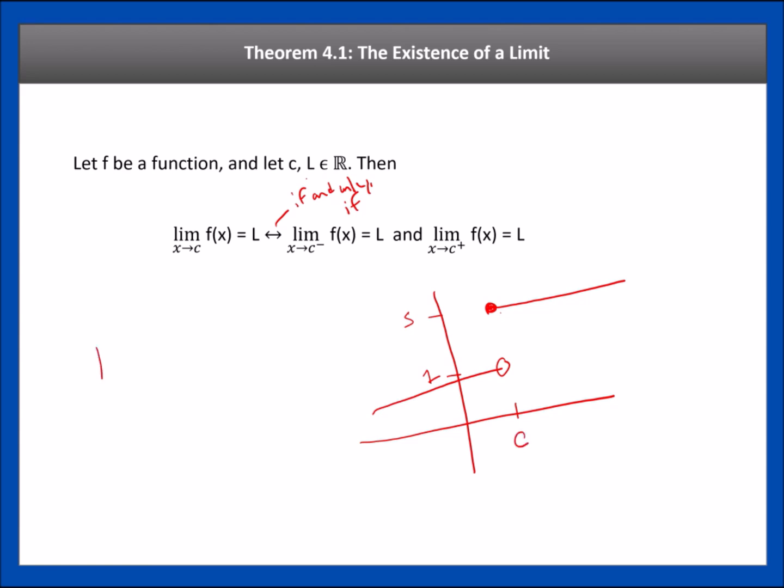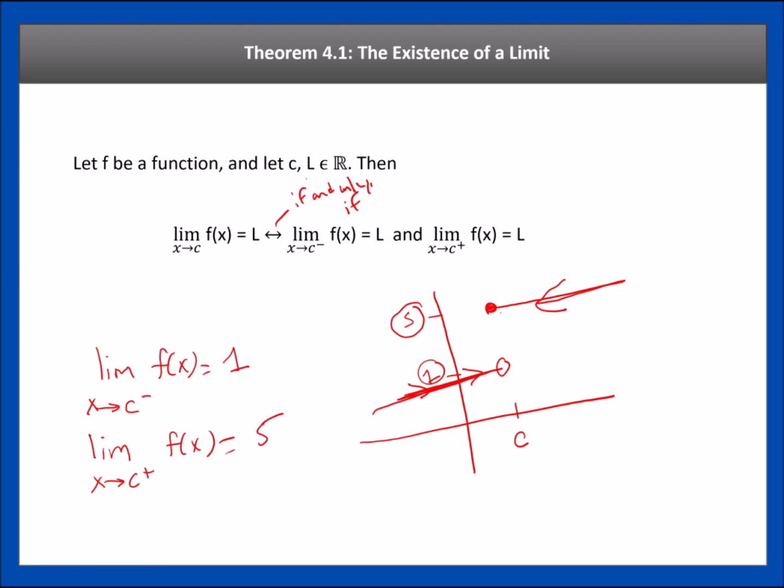Well, then if I were to do the limit as x approaches c from the left side, that's going to be equal to the value of 1, because as I approach c from the left side, I'm actually traversing this portion of the graph, right? And that's the value of 1. And if I were to do the limit as x approaches c from the right side, then that would be traversing this portion of the graph, which is a value of 5. So we can see that the two one-sided limits do not agree, and therefore the general limit as x approaches c from either side does not exist. Okay, so this is what we're mentioning.